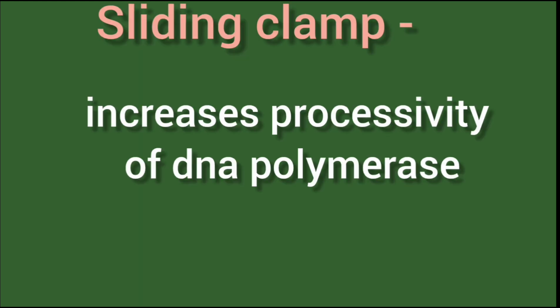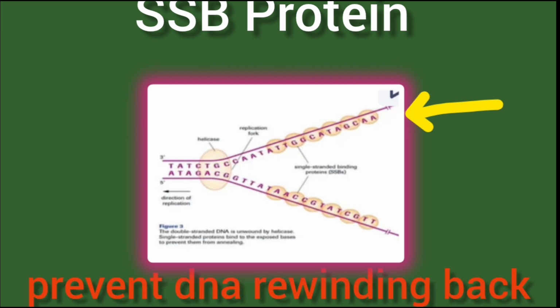Topoisomerase helps to relieve the strain on the DNA when unwinding by causing breaks and then resealing the DNA. What do the single-stranded binding proteins do? Single-stranded binding proteins bind to single-stranded DNA to prevent the DNA from rewinding back.